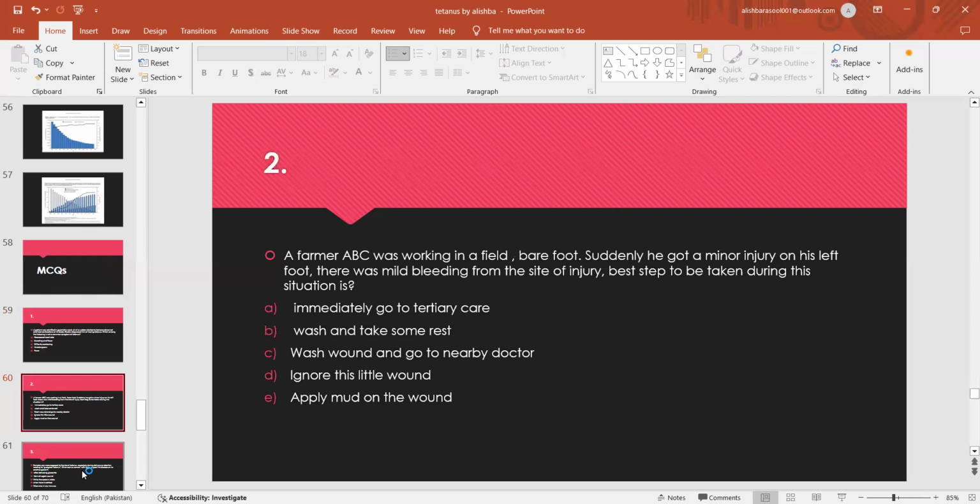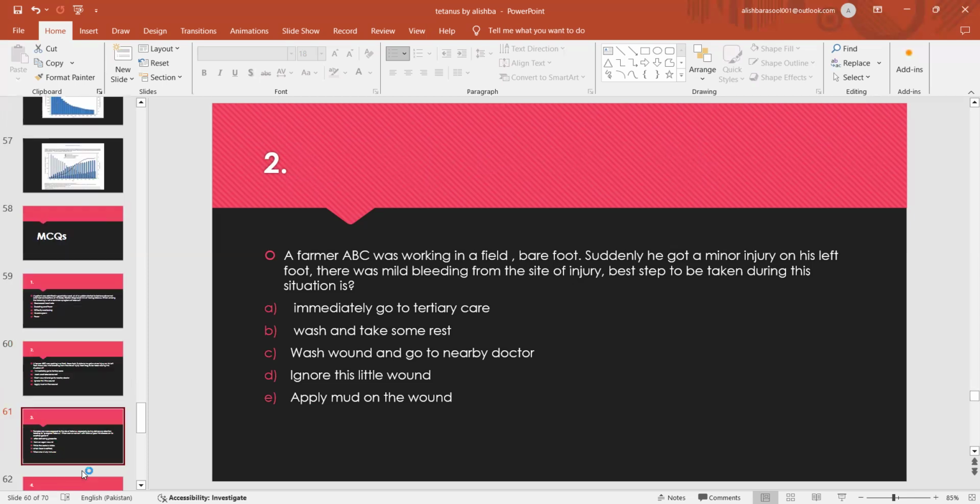A farmer ABC was working in a field barefoot. Suddenly, he got a minor injury on his left foot. There was mild bleeding from the site of injury. Best step to be taken in this situation is: immediately go to tertiary care; wash and take some rest; wash the wound and go to a nearby doctor; ignore this little wound; or E. apply mud on the wound. C is the right answer.